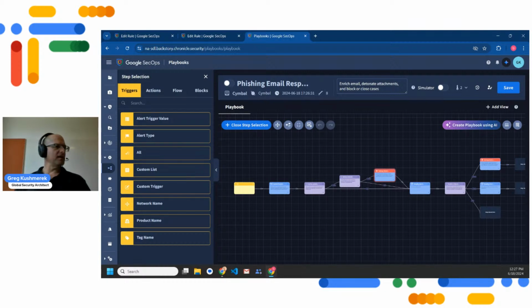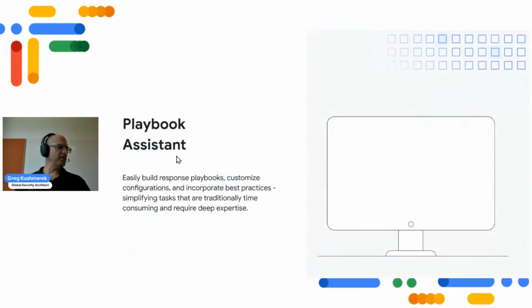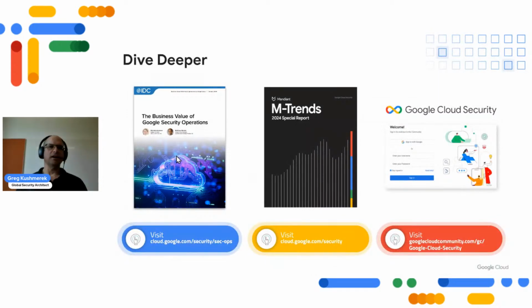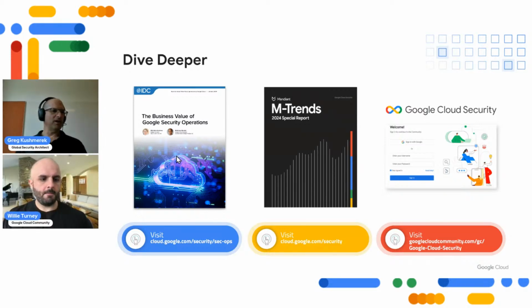All right, that was the last of the items that I was going to show in terms of demo. If we just come back to the content here, I just wanted to leave you with some areas where you can do some additional research. So if you're interested in diving deeper, you can visit our SecOps link down there, Security SecOps, for the business value of Google Security Operations. There's also the Mandiant M-Trends 2024 special report. You can get that on cloud.google.com/security. And I think everybody here already knows about the Google Cloud Security site, so that's probably redundant to mention, but yeah.